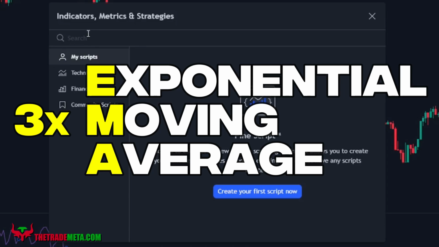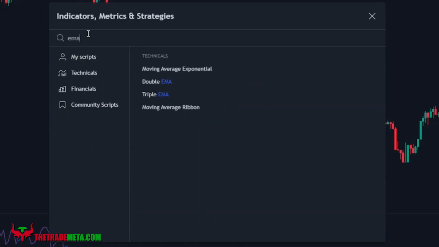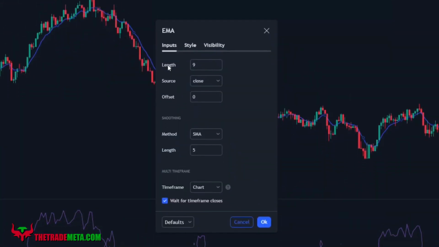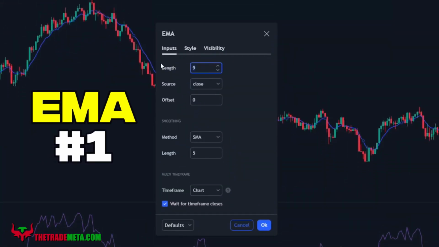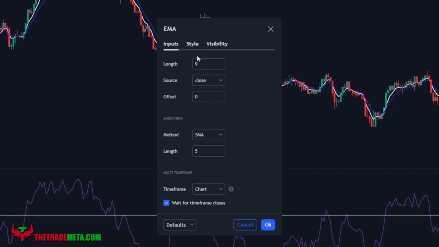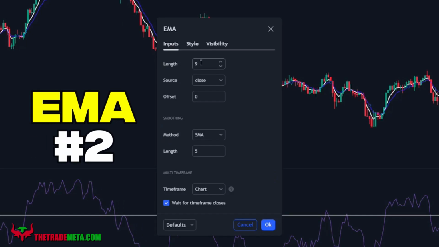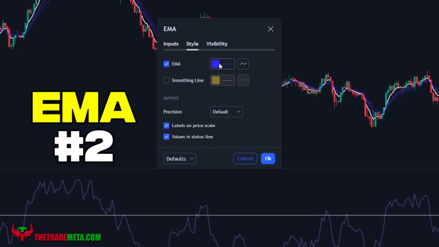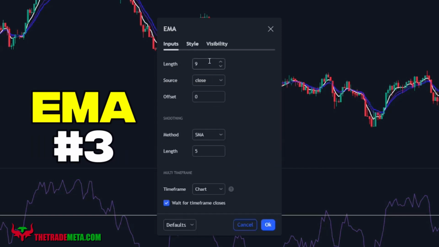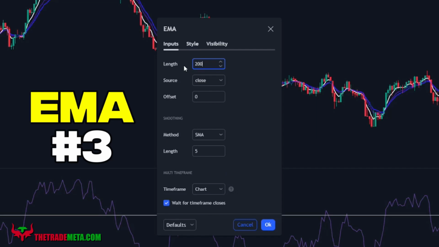And for our next indicator we're going to use three different exponential moving averages. Go to the Indicators tab and type in EMA, and click on Moving Average Exponential 3 times. For our first EMA, we're going to go to Settings, and under Inputs we're going to set the length to 5 and change the line to white and thicken the line for visibility. For our second EMA, we're going to set the length to 12 and we'll thicken this line for visibility as well. For our third EMA, we're going to set the length to 200.